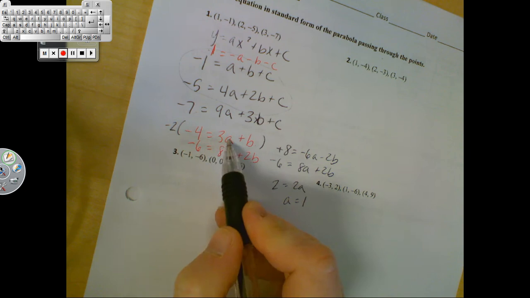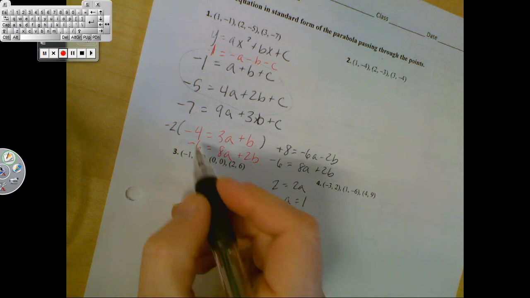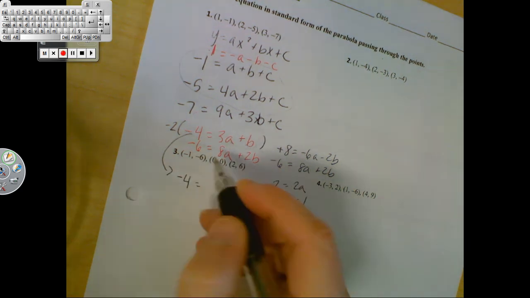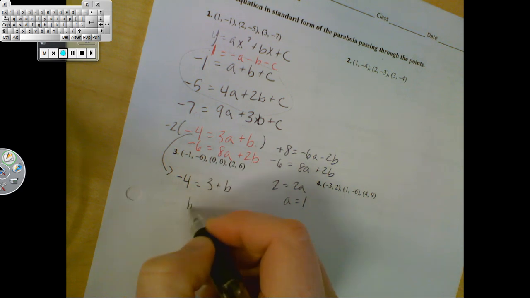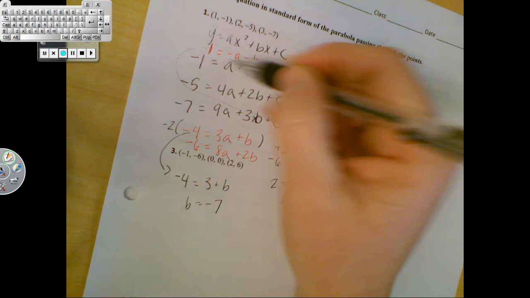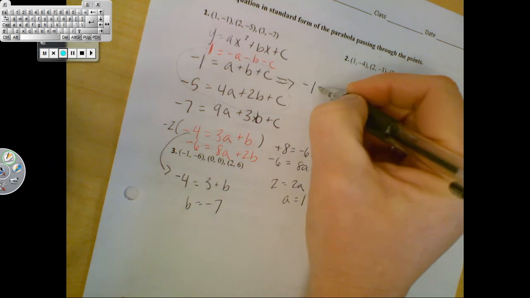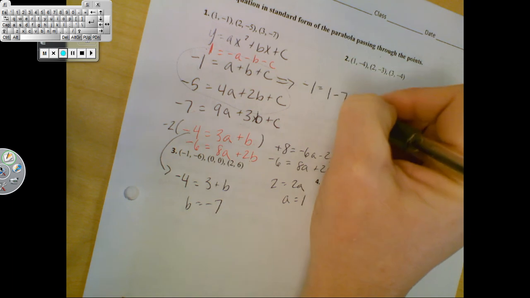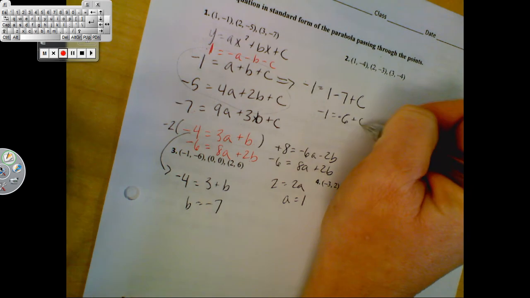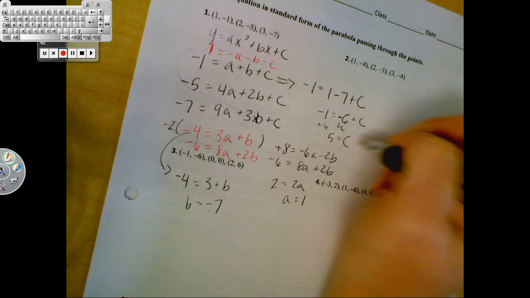Well, if a equals 1, then I can just plug it in anywhere, any of these 4. I'll go right here. -4 equals 3 times 1 plus b, so b equals -7. So now I know a and b. I can come up to this first equation. I'm going to write -1 equals, a is 1, b is -7 plus c. -1 equals -6 plus c. Add 6 to both sides, and c equals 5.